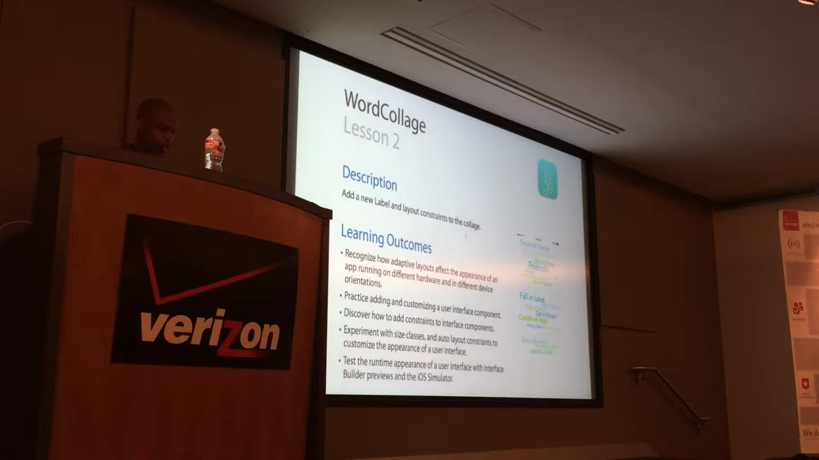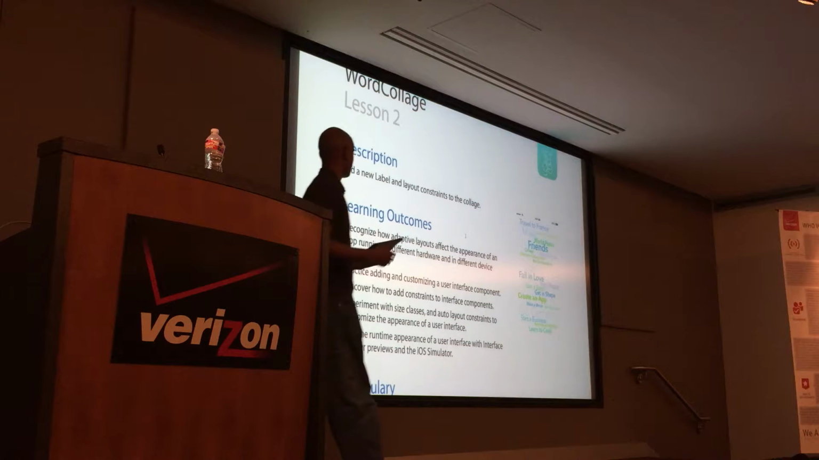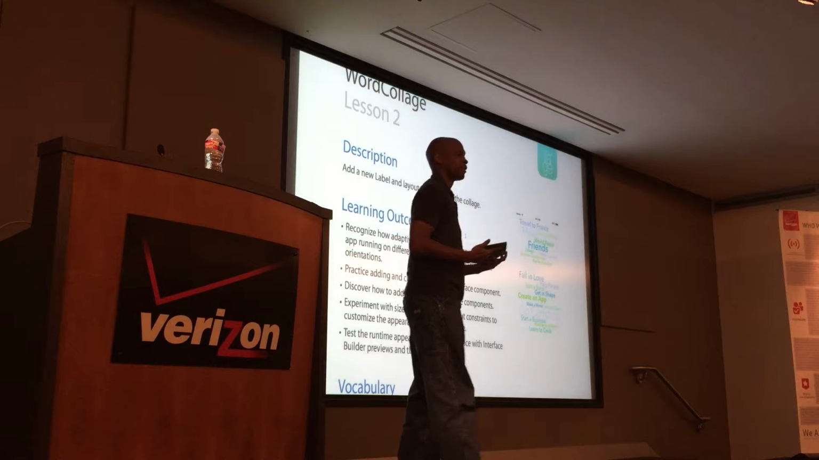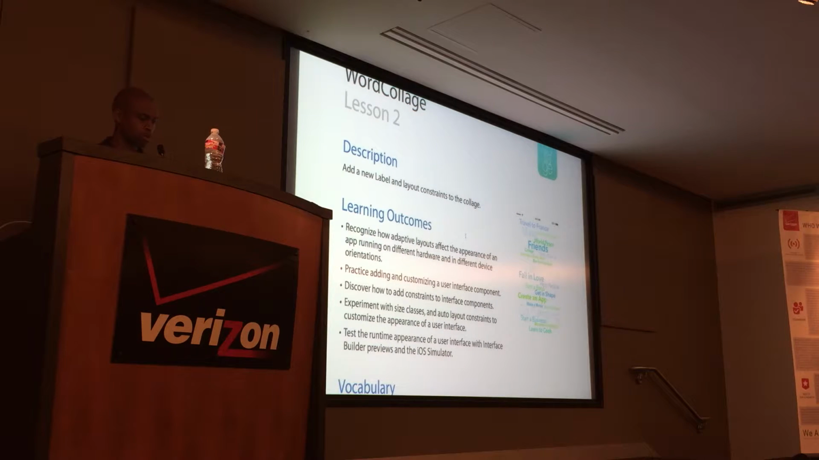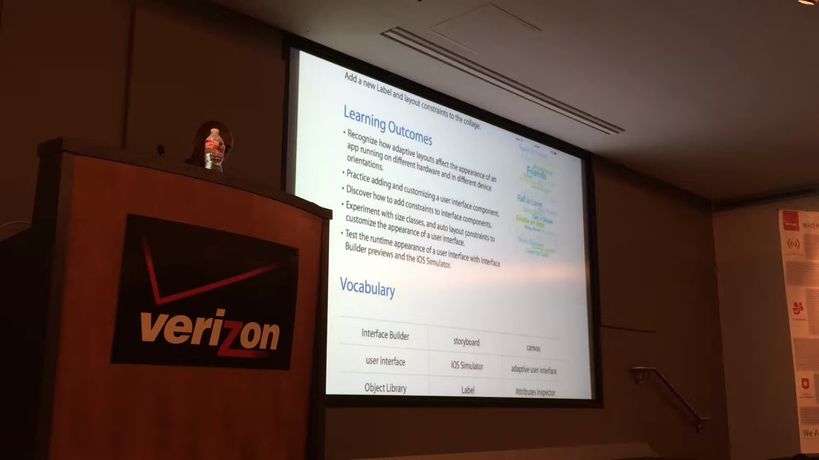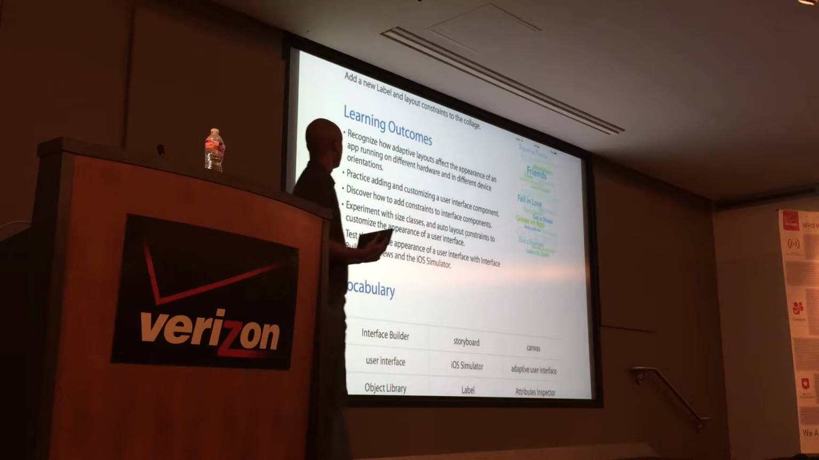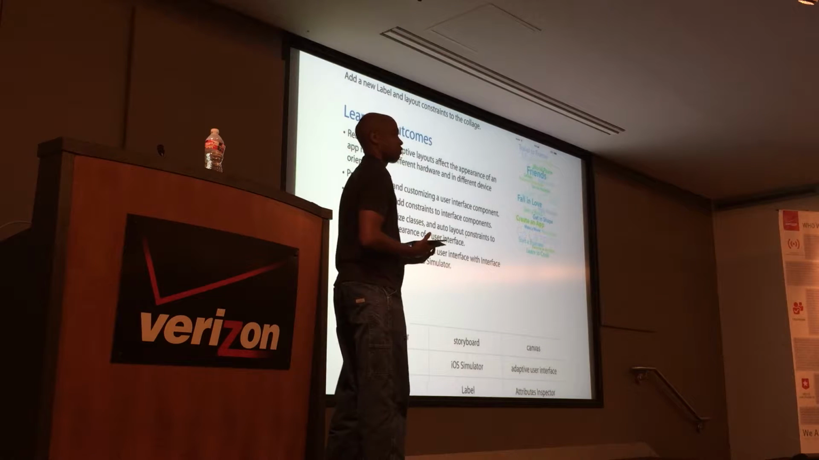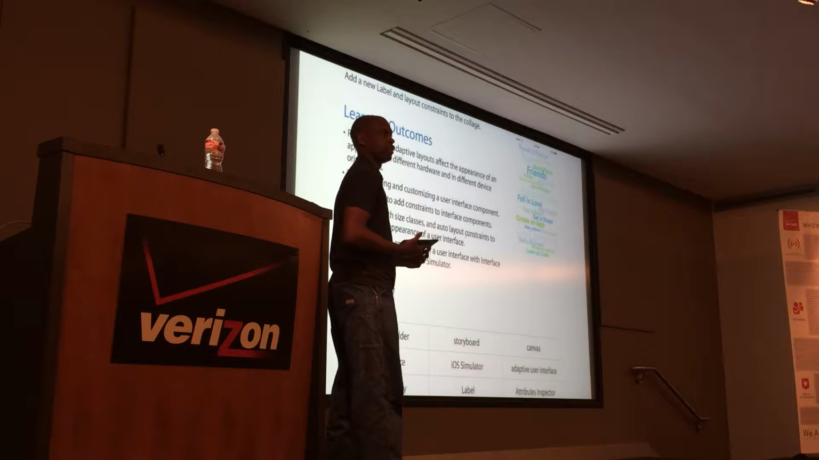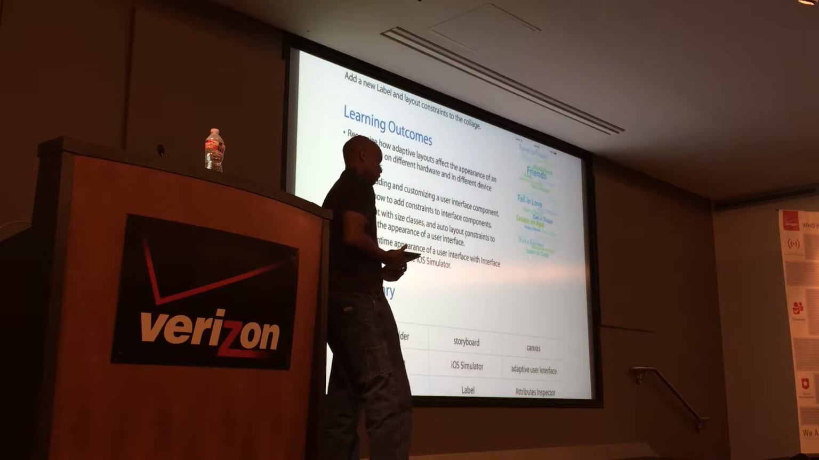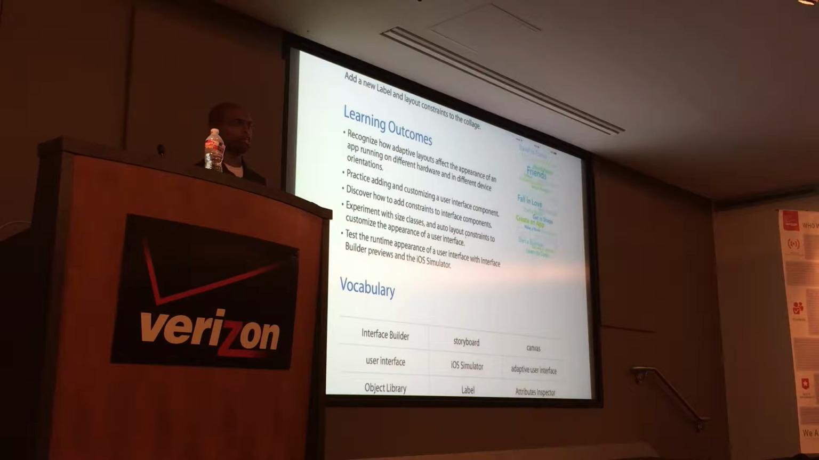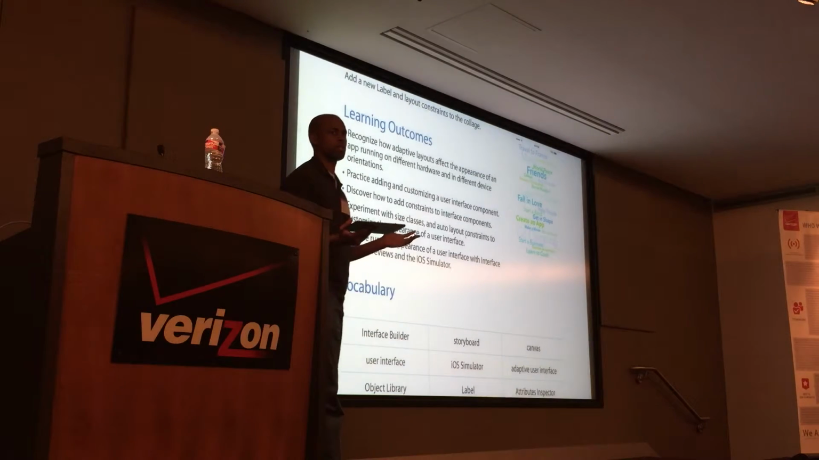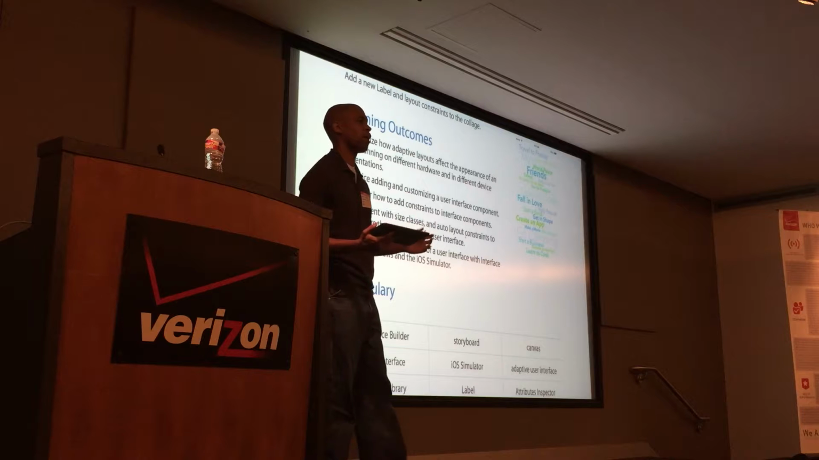All right, so this time we're going to add a new label and layout constraints to the collage. Hopefully I don't make a total fool out of myself messing with the auto layout, but we're definitely going to have fun with it. So we're going to recognize how adaptive layouts affect the appearance of an app running on different hardware and in different device orientations. With the introduction of the bigger iPhone, Apple kind of projected that there were going to be different screen sizes because they came out with this auto layout technology.